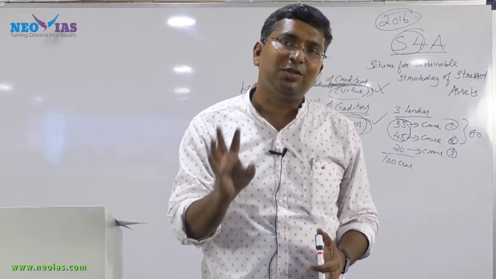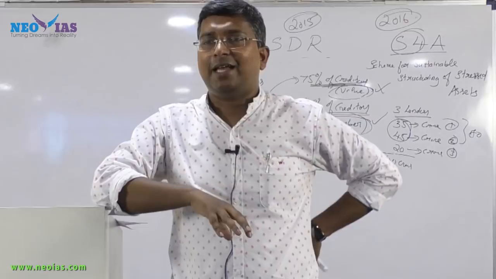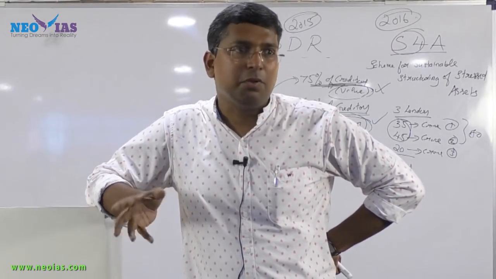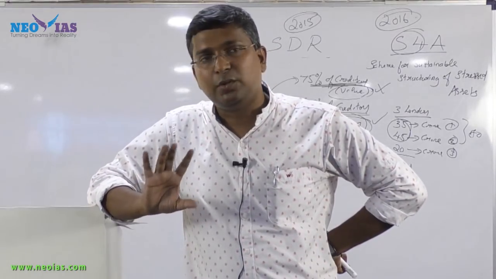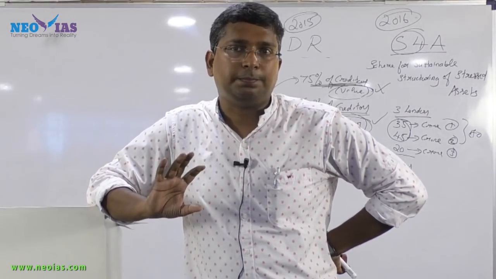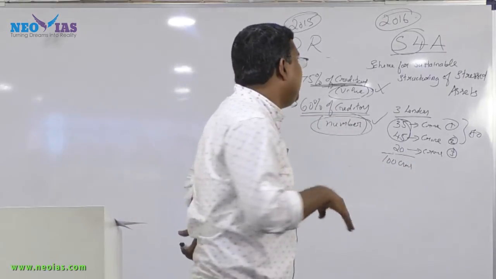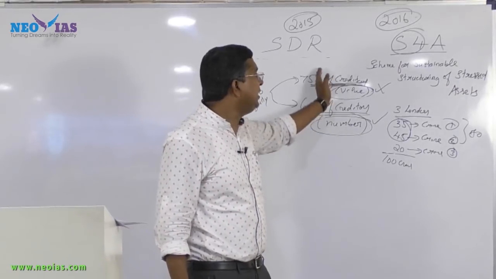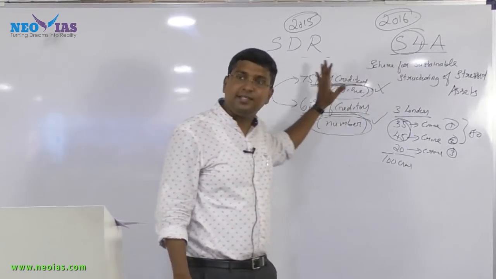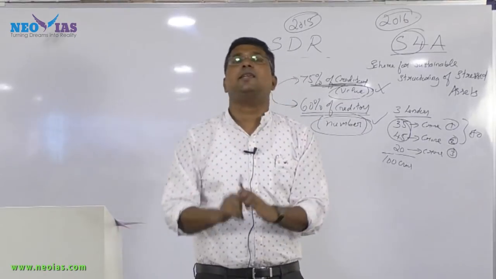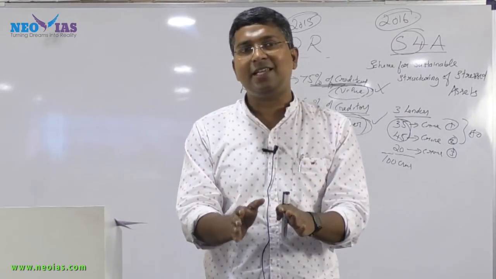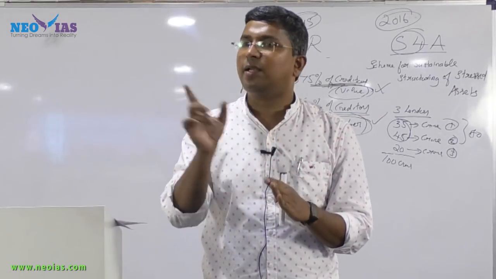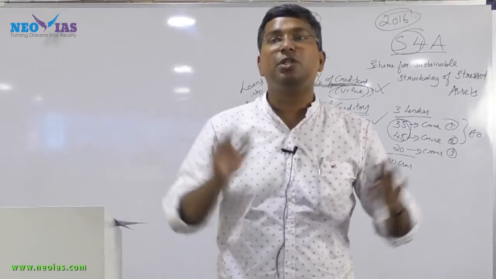But again, this is also a failure. It could not achieve its desired goal of reducing non-performing assets. That is from your mains point of view, not from your prelims. From the prelims point of view, these facts are important. Since it was not successful, RBI in 2016 came with S4A. Both schemes are coexisting: strategic debt restructuring is also there, and S4A is also there. I told you, this problem of NPA can't be addressed by one measure, it requires several measures.